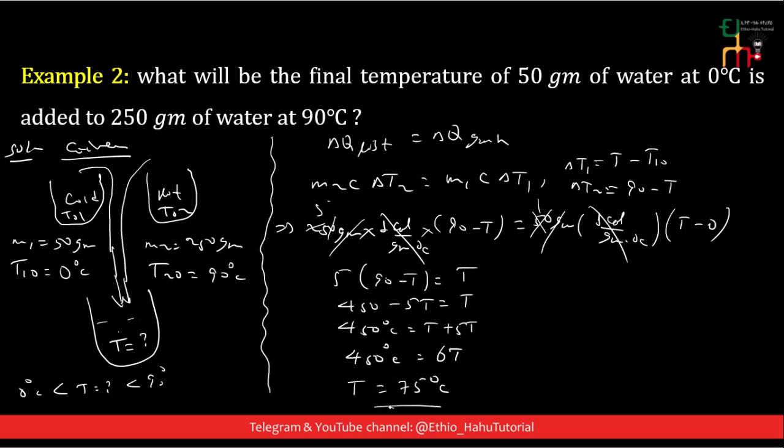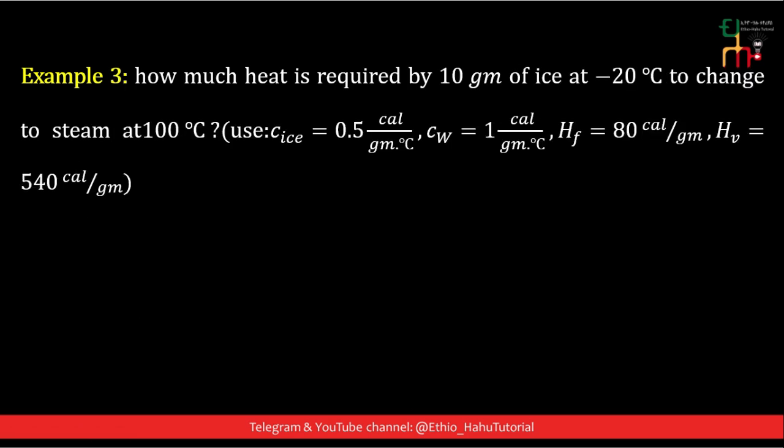degrees Celsius. The third example: how much heat is required by 10 grams of ice at negative 20 degrees Celsius to change to steam at 100 degrees Celsius? Use a specific heat capacity of ice 0.5 calorie per gram per degree Celsius, a specific heat capacity of water 1 calorie per gram per degree Celsius, heat of fusion of water 80 calorie per gram, and heat of vaporization 540 calorie per gram.